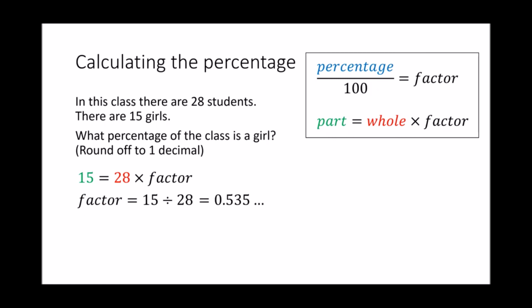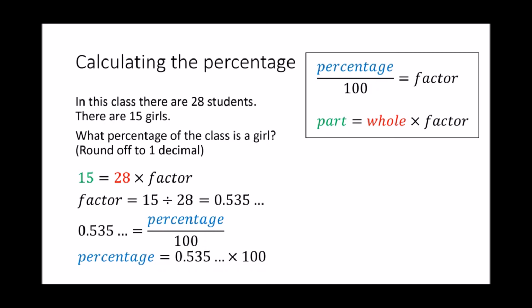And we get 0.535. But it doesn't end there, so we use dots to show that we didn't round off. After this, now that we know the factor, we can use the first formula to find out what the percentage is. So that 0.535 is the percentage divided by 100. So to get that percentage, we need to multiply by 100. And if we do that, we find out the percentage of the class that is a girl is approximately 53.6%.